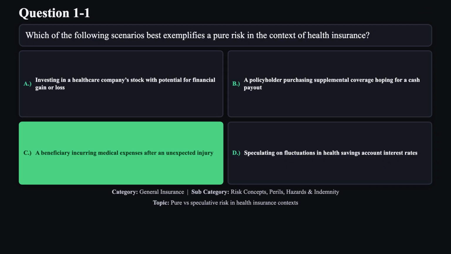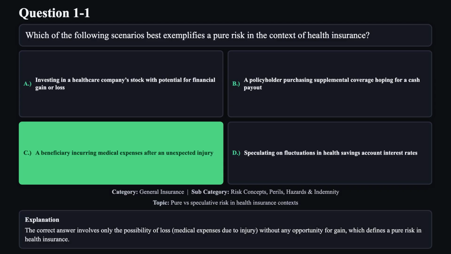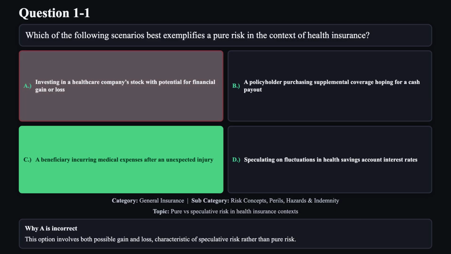The correct answer is C. The correct answer involves only the possibility of loss, medical expenses due to injury, without any opportunity for gain, which defines a pure risk in health insurance. Reason A is not correct. This option involves both possible gain and loss, characteristic of speculative risk rather than pure risk.